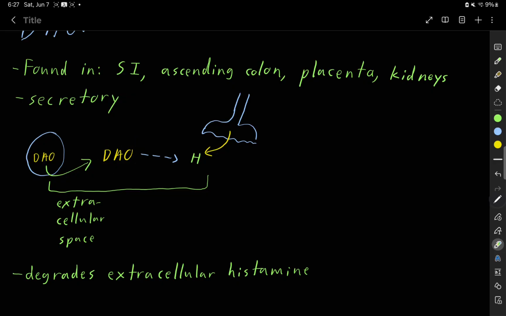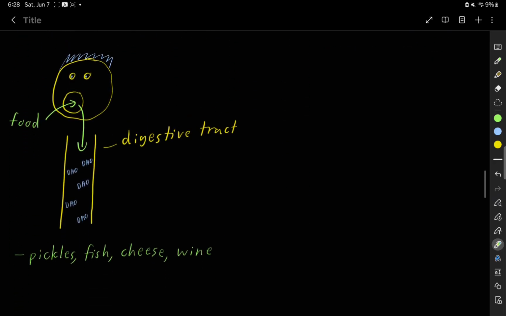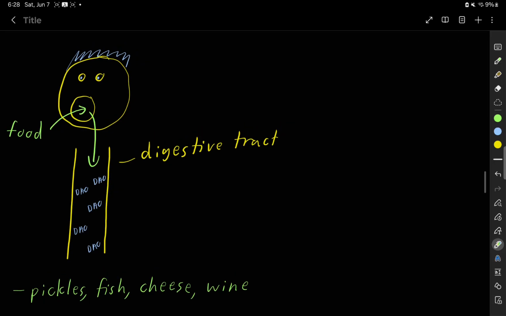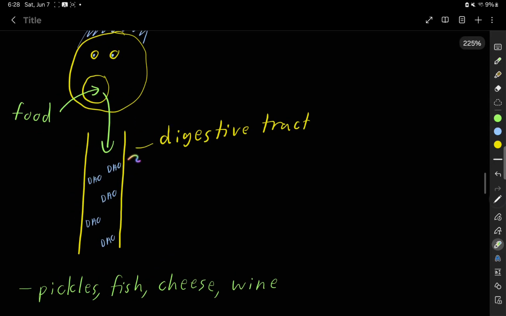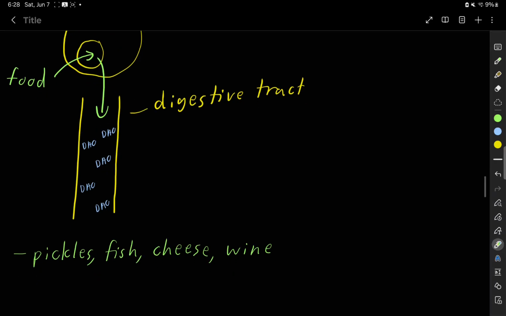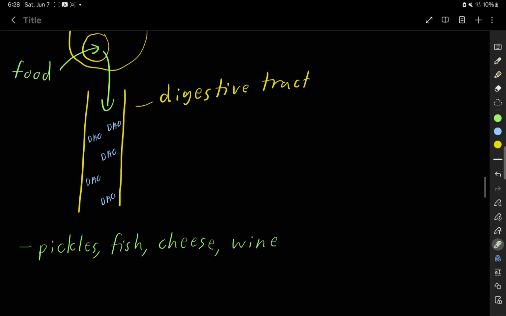Now, because diamine oxidase breaks down extracellular histamine, it's also responsible for breaking down histamine that enters via food. Remember, diamine oxidase is found in your digestive tract. So when you eat food, diamine oxidase can help to break down the histamine that's entering through the food to prevent an excess of histamine. Some examples of foods that are very rich in histamine include pickles, fish, cheese, and red wine.